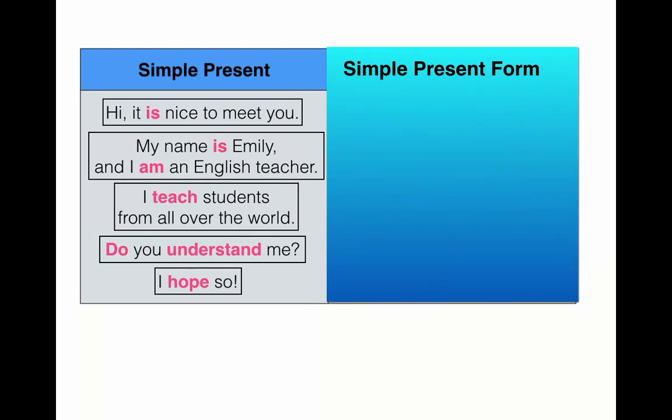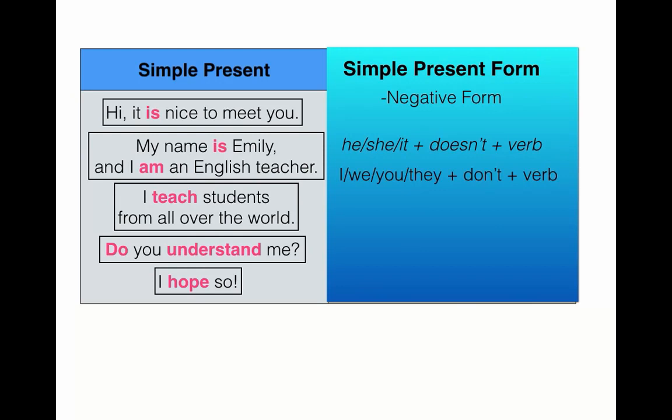And finally, to make a negative statement, we will also use the same auxiliary verb. Doesn't and don't are the contraction forms for does not and do not. For example, I love grammar, but I don't like math. Ugh.